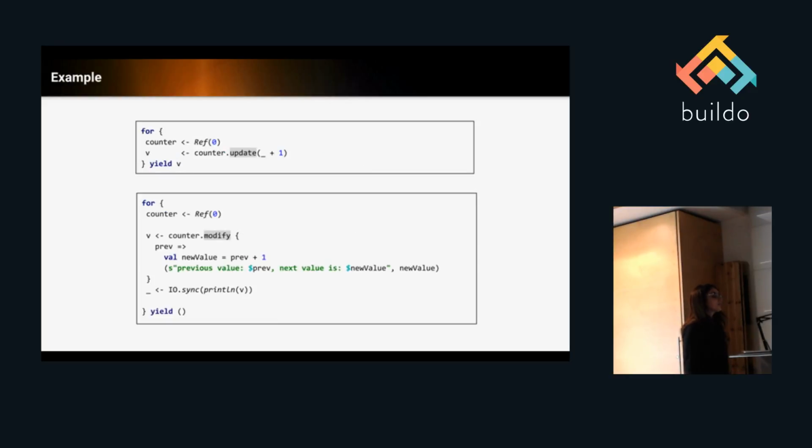So here is a simple example. For example, you have a Ref of type Int and you can increment it using update. Or for example, if you want to update the integer, the 0, and also you want to println the previous value and the new value, you can use modify. So as I said, you can use this type if you have concurrent state.